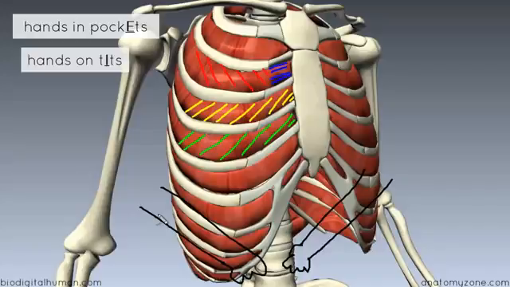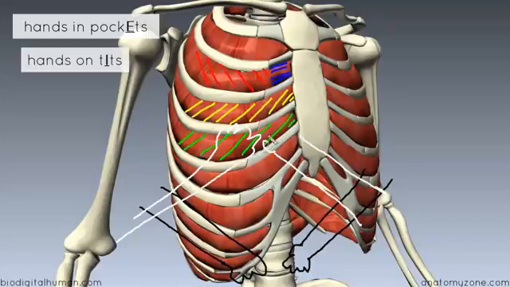And if your hands are on your tits, so another pair of badly drawn hands, then the muscle fibers, your forearms would be angled upwards and inwards in the same direction as the internal intercostal. So tits has the letter I in it, so the internal intercostal muscles are oriented in the supero-medial direction, the same as the angle of your forearms.